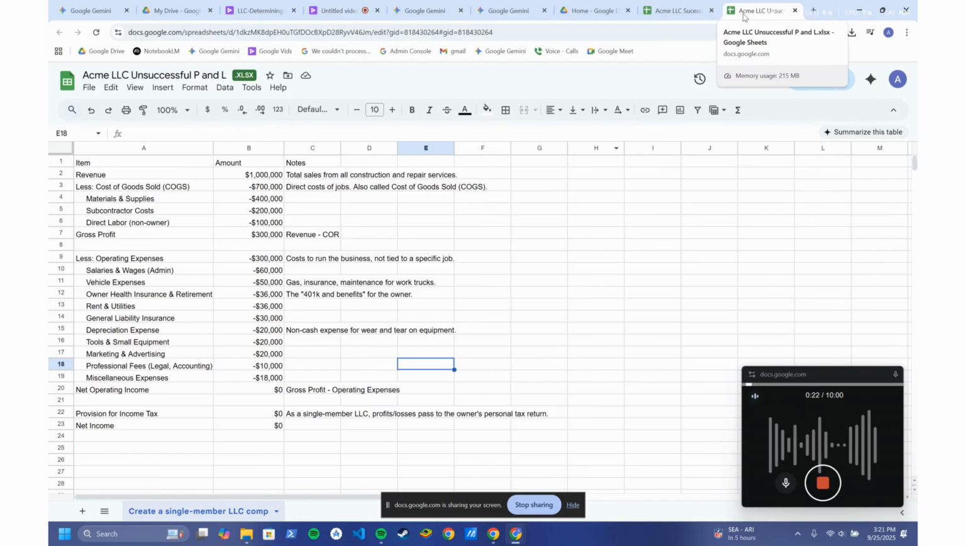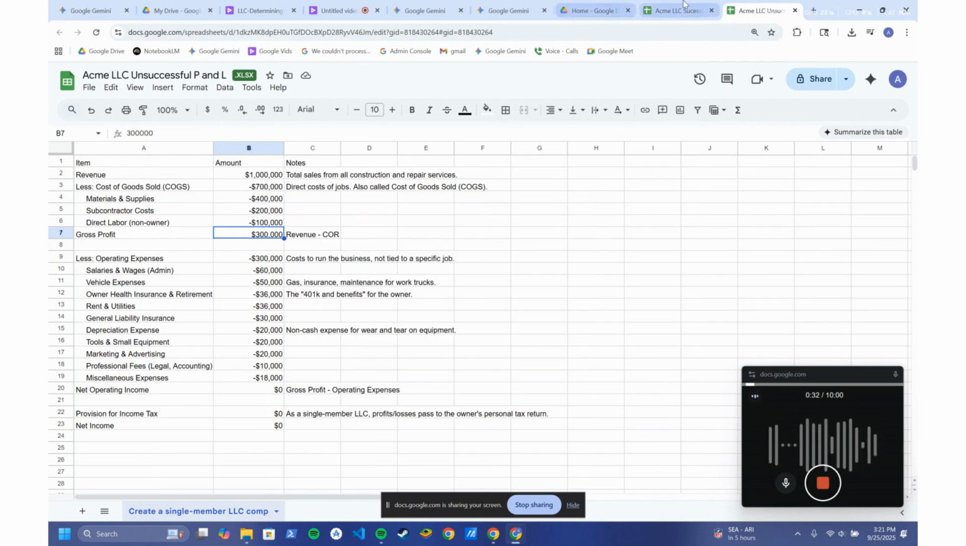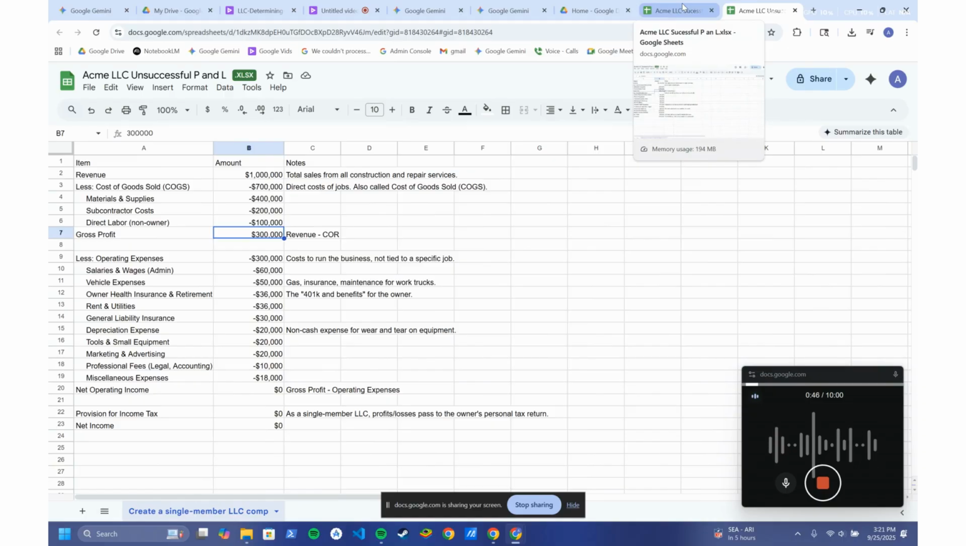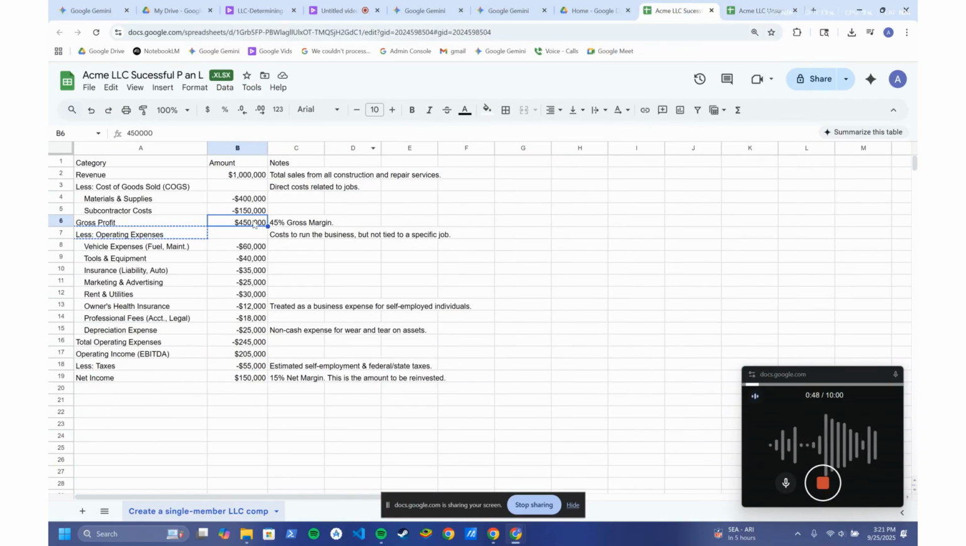If you take a look at the unsuccessful one, the cost of goods sold is 700,000, leaving only 300,000 left in revenue after material cost and labor costs. Here, you've got your cost of goods sold as 550,000, leaving 450,000 left. So 300 versus 450, that's already a big hit.